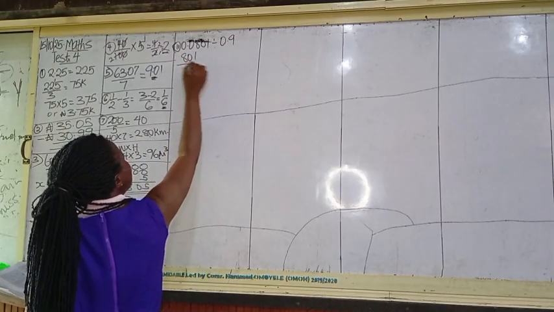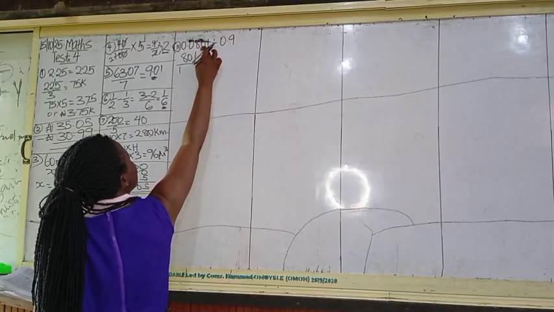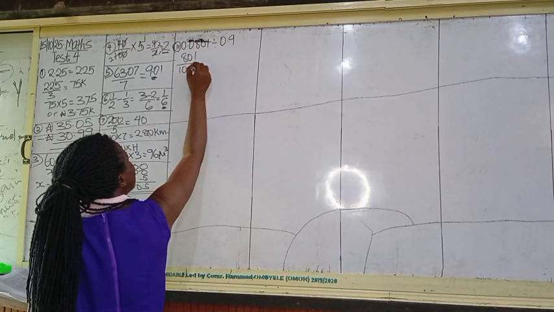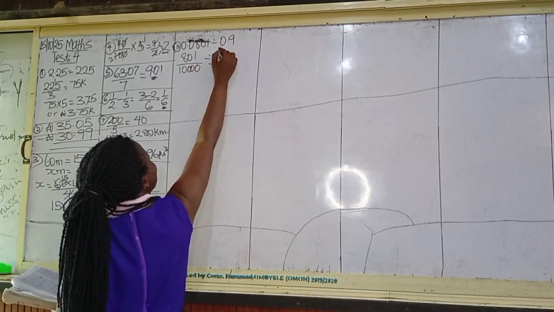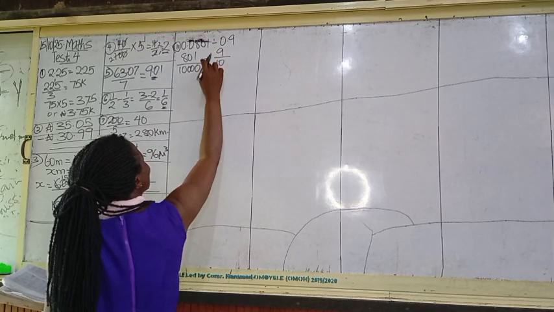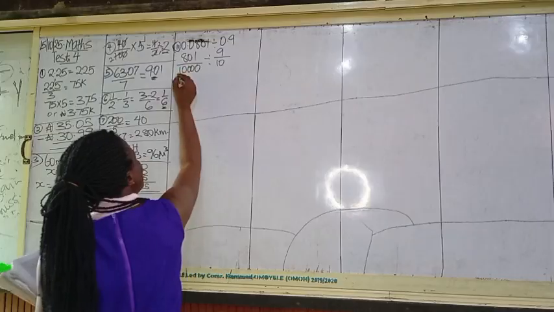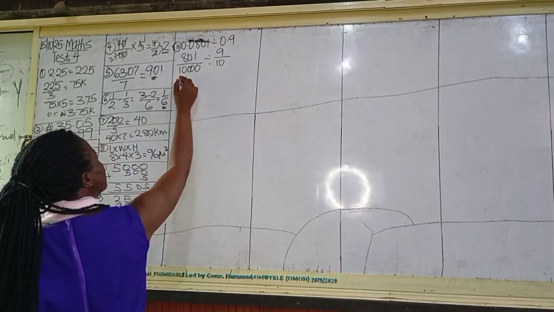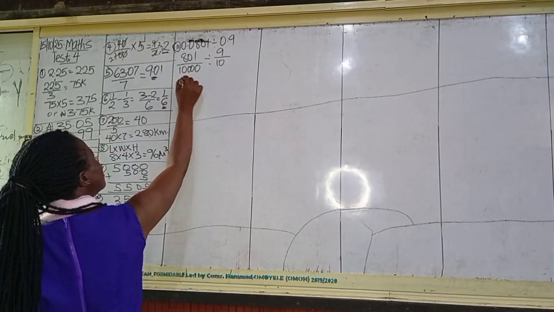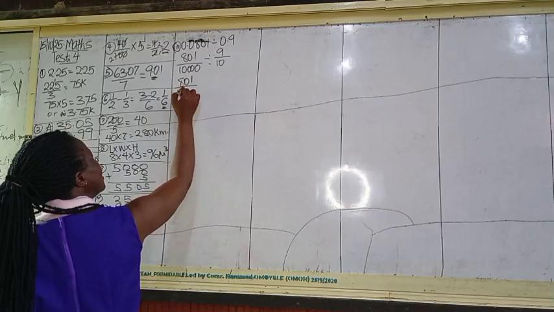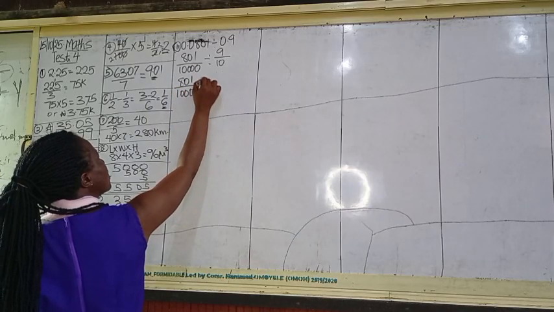0.0801 divided by 0.9, which is 9 over 10. So for us to change this to multiplication, the 10 will come up, the 9 will go down. That is 0.801 divided by 10.